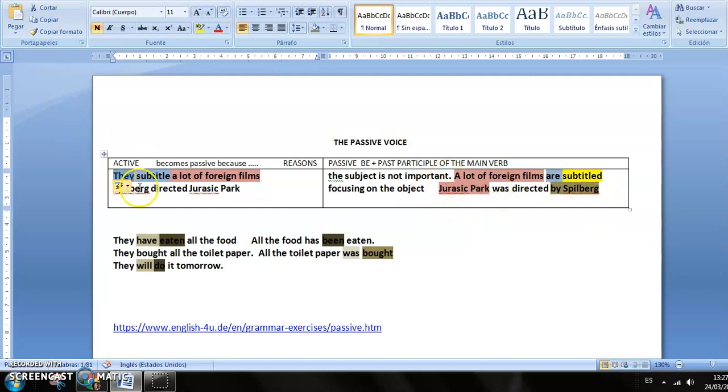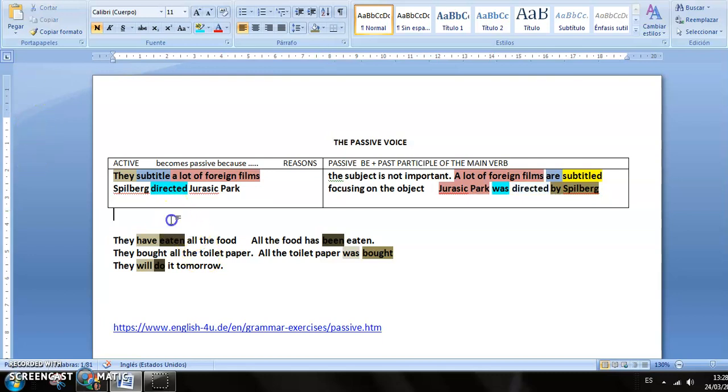The verb here is directed, is past simple. And it becomes past simple of the verb to be, right? Followed by past participle of the main verb. You see? Directed, alright? Directed is the past participle. The past participle in regular verbs, remember, is very easy. We just add ed to the infinitive. But, however, irregular verbs are different and there's a third column.